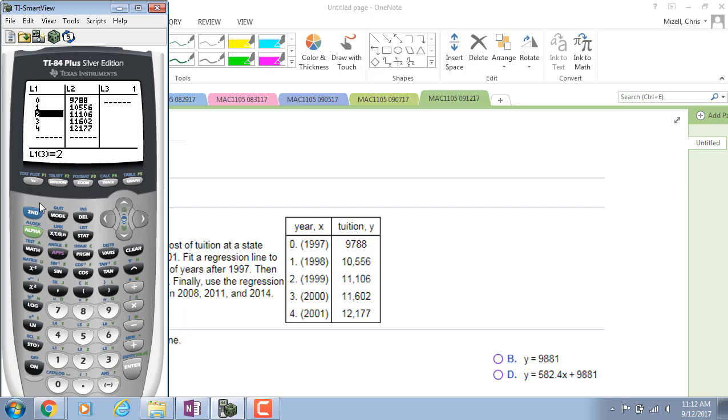Okay. I'm going to press second quit just to get out of this screen. So second button, and then the mode button has the word quit up above it. A lot of times if you press second mode or second quit, it'll get you out of whatever you're into. So we're out of that.